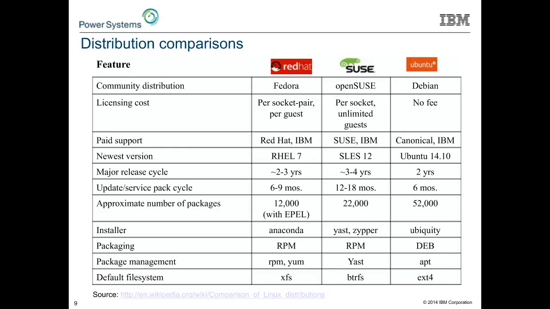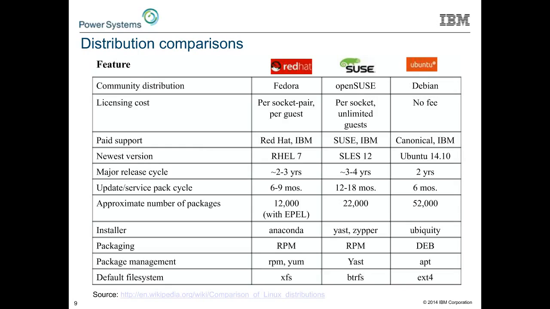How many packages are we dealing with here? Well, Red Hat, or RHEL, is on the order of 12,000 packages. Now, the number that you actually get with the RHEL ISO is a little bit smaller than that. There are some extensions they call EPEL that bring it up to about 12,000. SUSE is 22,000. And Ubuntu is 52,000 packages that one gets in an Ubuntu release. So you see big differences.